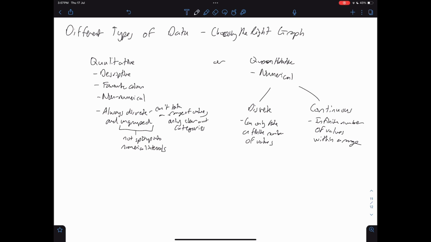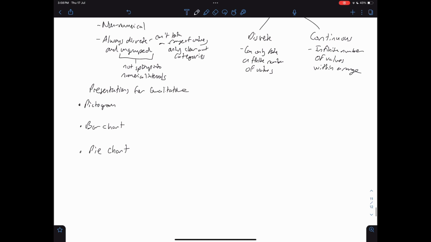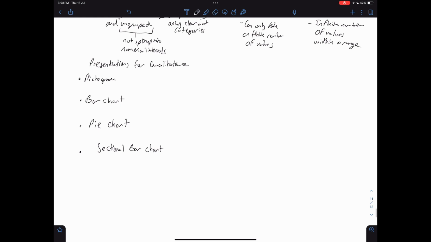And so for qualitative, there are different presentations. You could have a pictogram, you could have a bar chart, a pie chart, a sectional bar chart, or a vertical line graph.